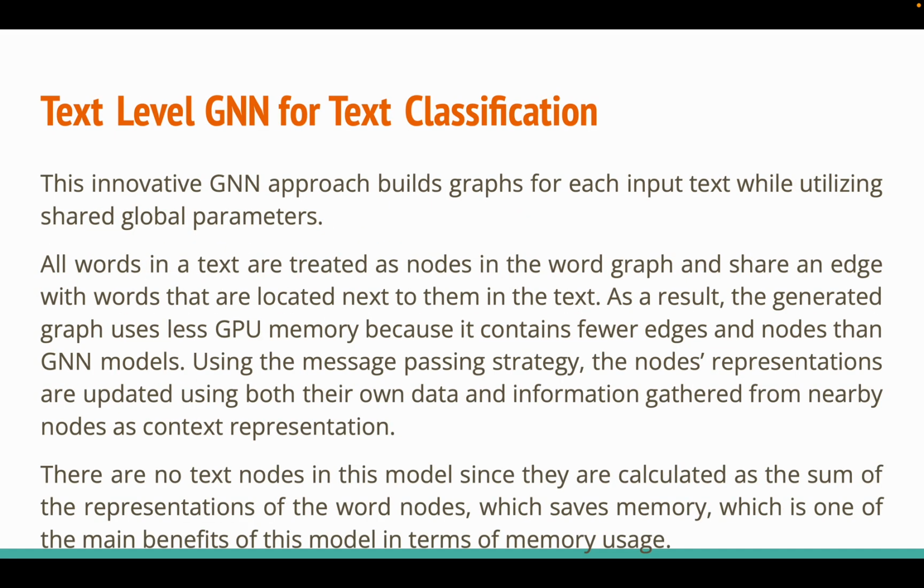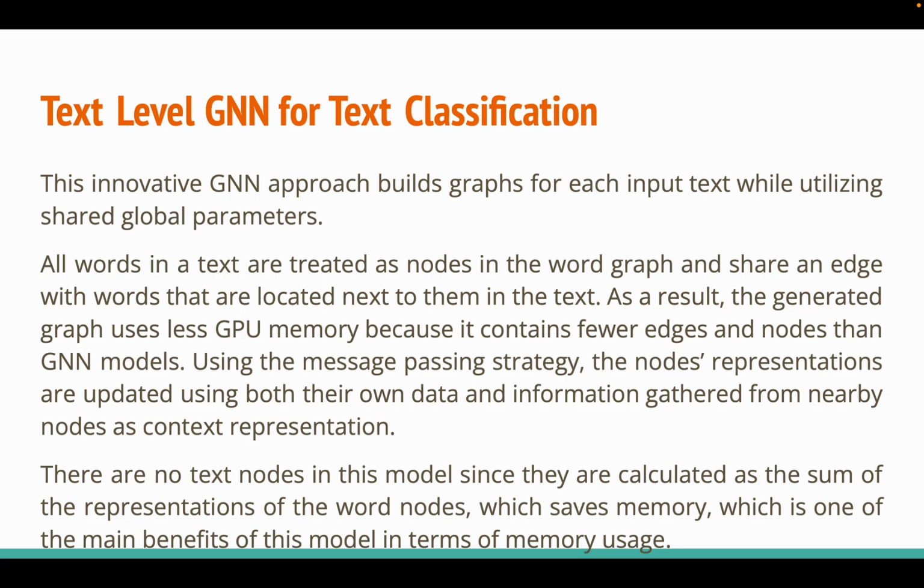Going to the next one, this innovative GNN approach builds a graph for each input text while utilizing shared global parameters. Text level GNN for text classification model. All words in the text are treated as nodes in the word graph and share an edge with words that are located next to them in the text.